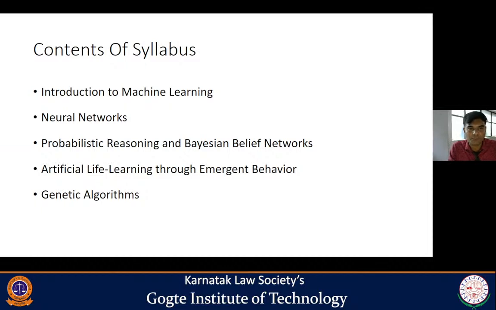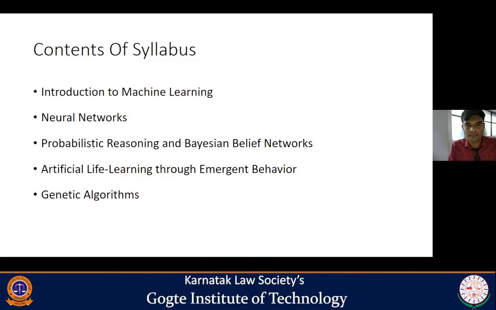That is introduction to machine learning, what are neural networks, probabilistic reasoning and Bayesian belief networks, artificial life learning through emergent behavior, and then genetic algorithms. In the first unit, we'll be discussing what machine learning is, like supervised learning and unsupervised learning, and how machine learning is useful in the real world. All these concepts come under the introduction part, and then we discuss neural networks. The basic thing about what a neural network is, how it works, and we have multi-layer perceptron and single layer perceptron. All these concepts are covered in neural networks.